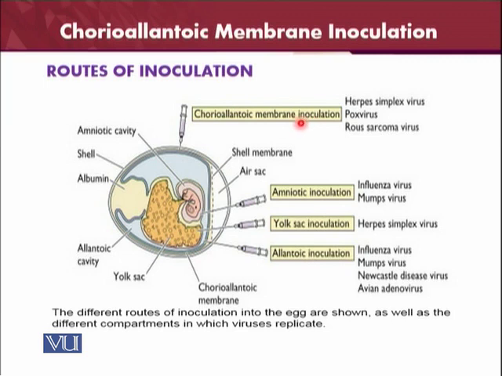For chorioallantoic membrane inoculation, we use the herpes simplex virus or pox virus or Rous sarcoma virus. Then the influenza virus or mumps virus can be used as the amniotic inoculation. Similarly, for yolk sac inoculation, herpes simplex virus is the best example. For the allantoic membrane, influenza virus, mumps virus, Newcastle disease, which is causing disease in the poultry, and then the avian adenovirus can be used in the allantoic inoculation method. So there are different routes for the different inoculation ways.